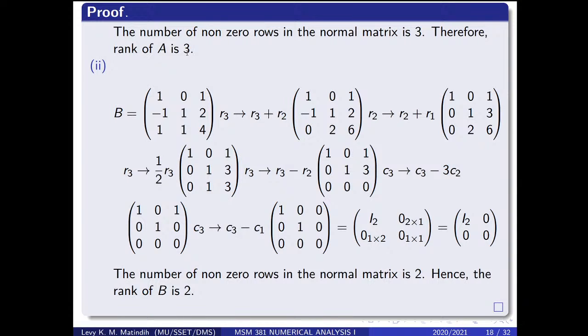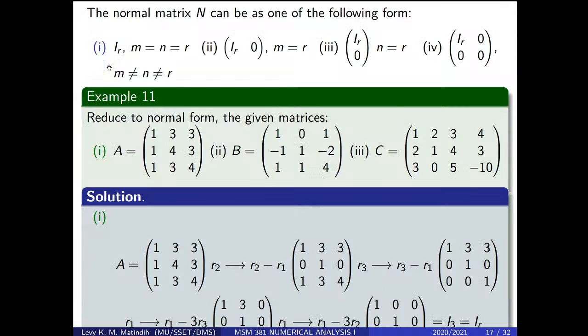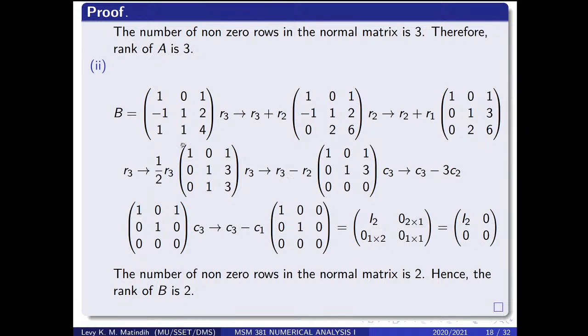Let's go to the second part of example number 11, the second Roman numeral. So I'll look at B, the normal form of matrix B, then you are going to look at the normal form of matrix C. Just go through it because it's already there in the notes. So let's look at this matrix B and how we need to reduce matrix B to the normal form.